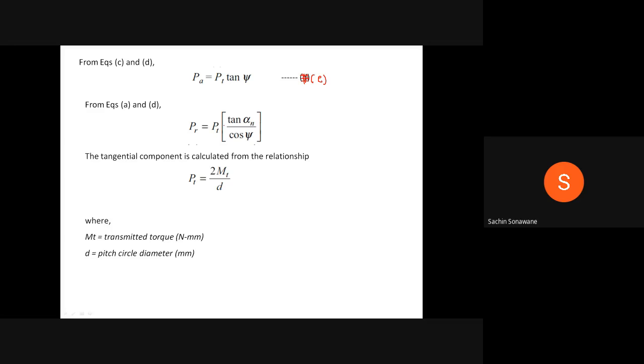PR is equal to PT into tan of alpha n divided by cos of psi, from equations A and D. Therefore, the tangential component is calculated from the relationship PT is equal to 2mt divided by D, where mt is equal to torque transmitted in Newton mm, D is equal to pitch circle diameter in mm.